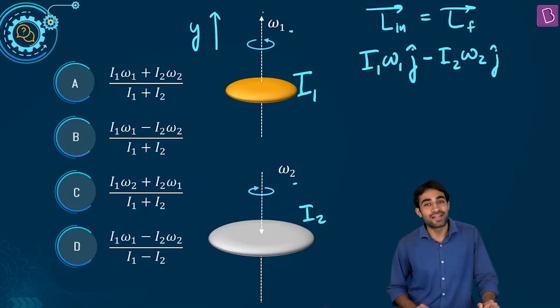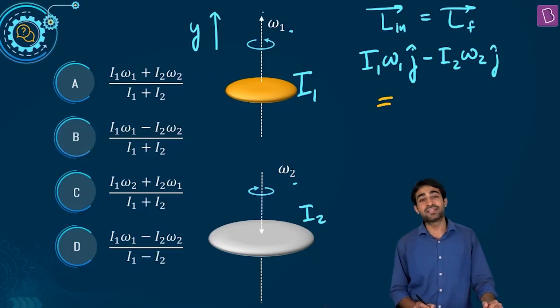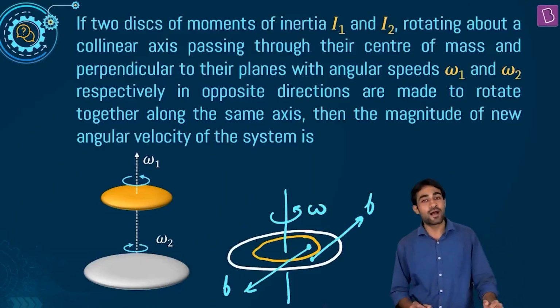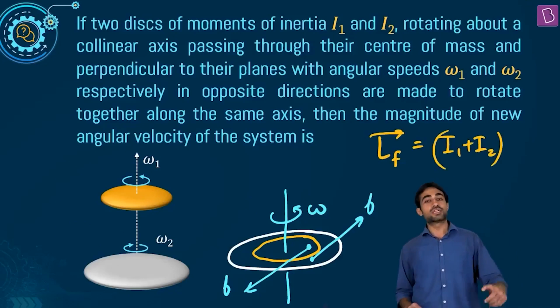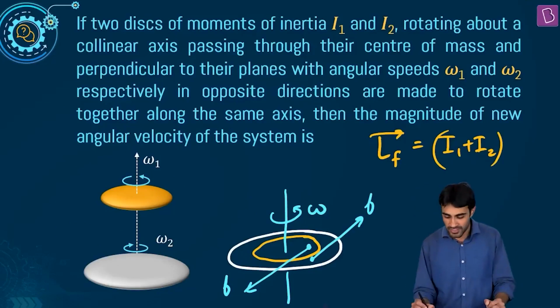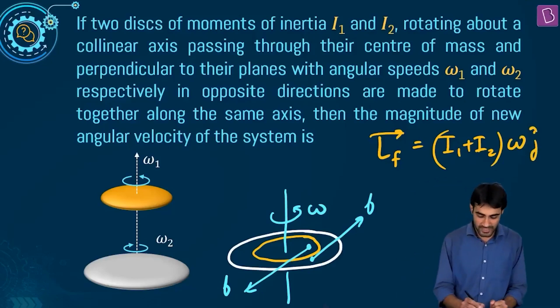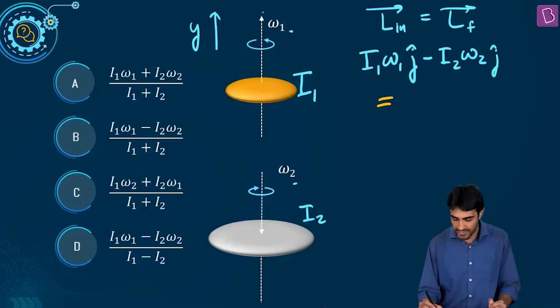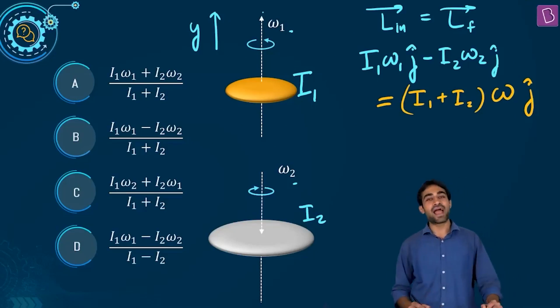Now what about the final angular momentum? Final angular momentum of the system is, finally they are both rotating with common angular velocity omega. So L final is equal to I1 plus I2. This is the total moment of inertia of the two disks combined and they are rotating with the same angular velocity, which is omega j cap. This is the final angular momentum, I1 plus I2 times common angular velocity omega j cap. Nice. From this we get the value of omega and we will get the answer.